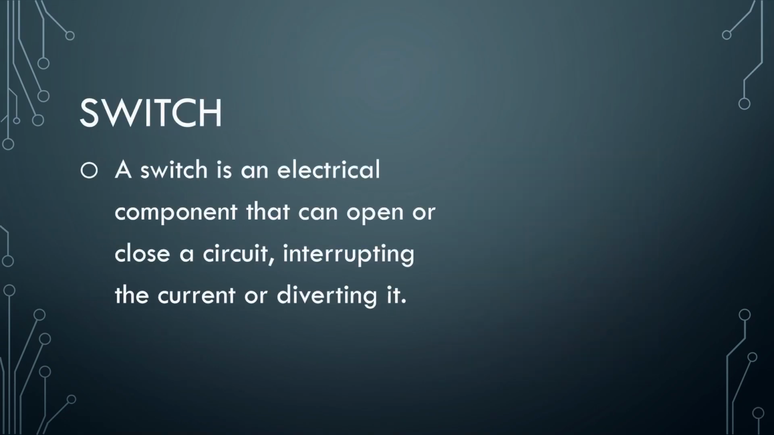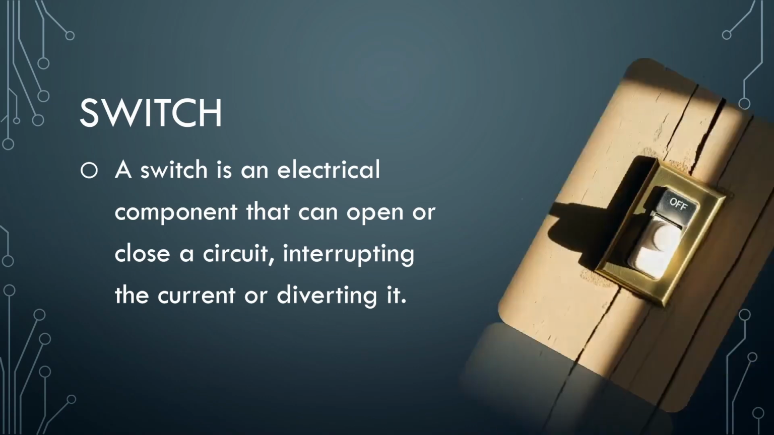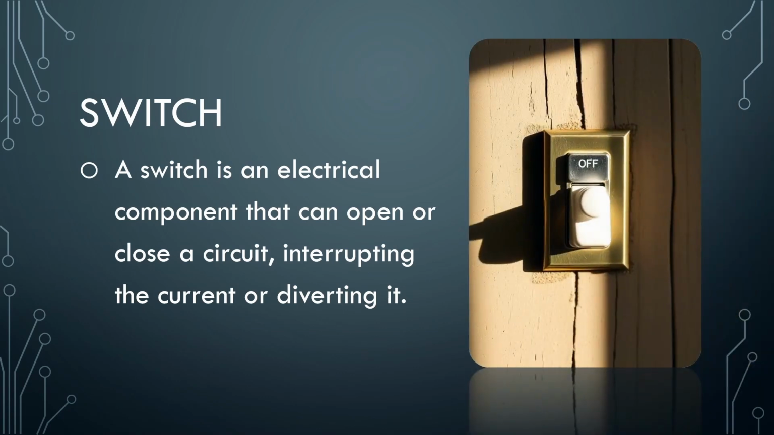Next we have the switch. A switch is an electrical device that can open or close a circuit, controlling the flow of electrical current. It is a fundamental component in electrical and electronic systems. So how does a switch work? Basically, a switch can either connect or disconnect the electrical circuit.